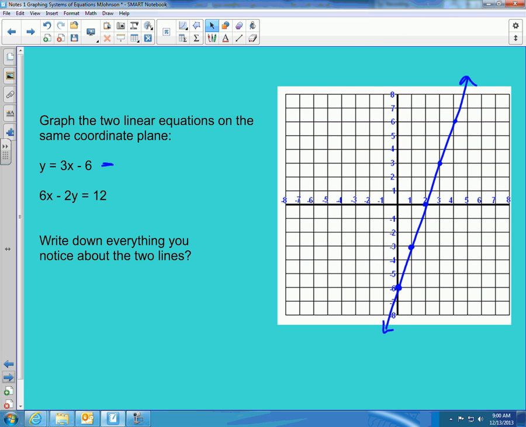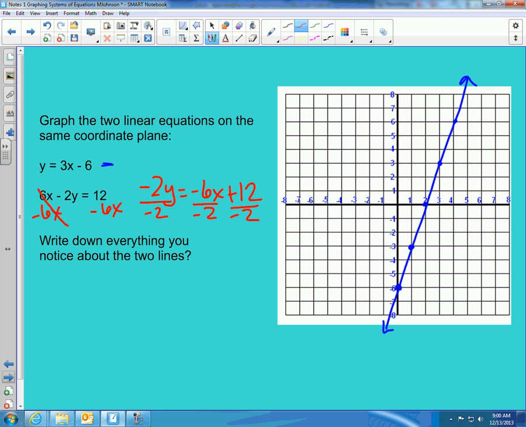All right, and then our next equation's not in slope-intercept form, y equals mx plus b. So let's move it there. Add 6x to both sides. So we have -2y equals -6x plus 12. We got to get rid of that -2. Remember, you're dividing each and every term by -2. So y equals 3x minus 6. We're going to graph that.